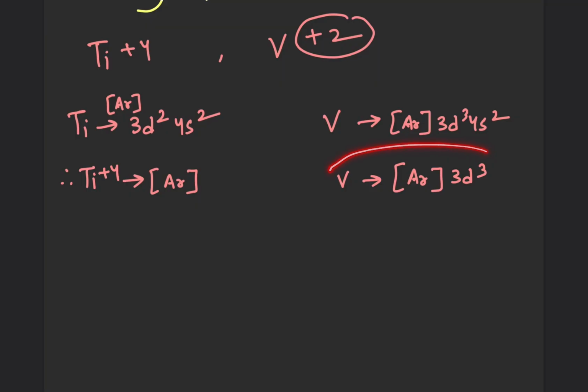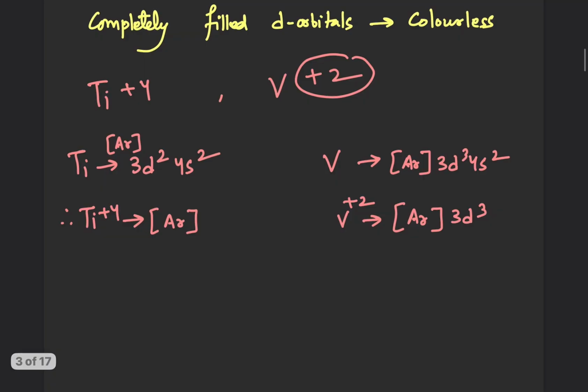And in the case of vanadium+2, we remove 2 electrons from 4s, so we have argon 3d3. There are d electrons and it is partially filled, so d electrons are available for promotion, and we also have empty Eg where it can be promoted to. So yes, vanadium+2 will show color, but they are asking in which pair both show color. So this is not the answer.